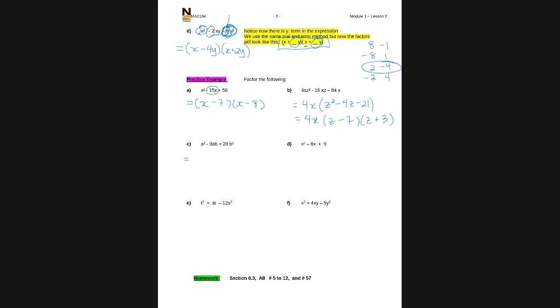Now C has the leading term of a squared, so that's a times a, but the last term has a b squared in it, so that's something b times something b will be 20b squared. So those two numbers are -5 and -4, because if you add them together, that'll be a negative 9ab.